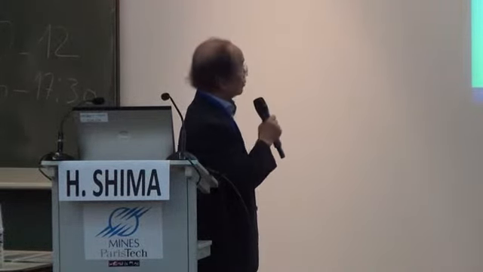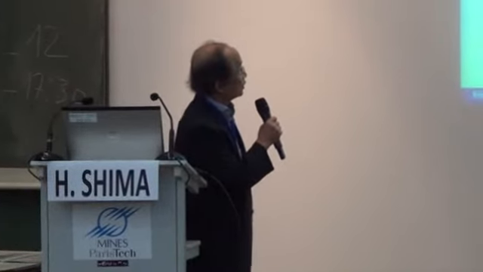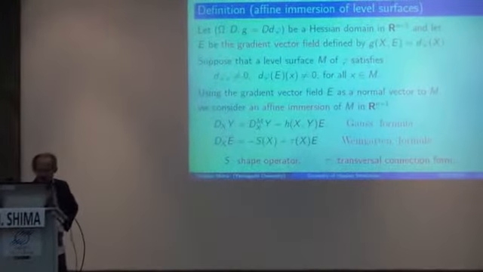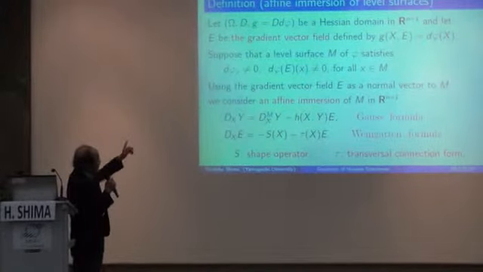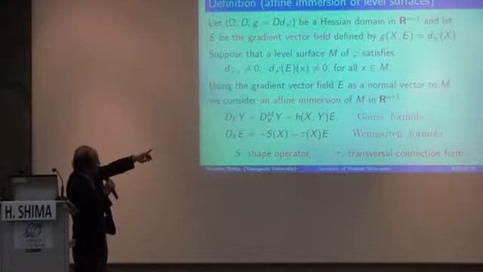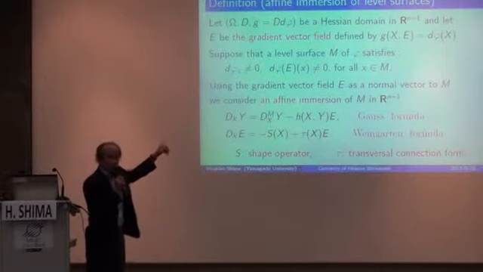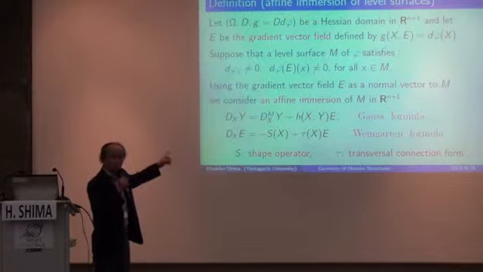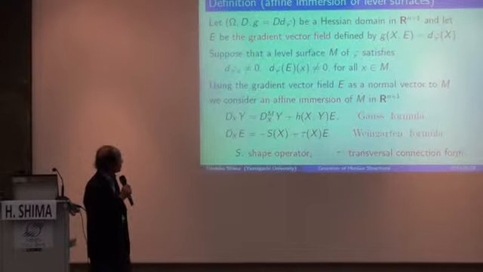Let omega, D, g be a Hessian domain in R^(n+1). And let e be the gradient vector field defined by g(X, e) equal d phi (X). This vector field was also used by Professor Koszul. Koszul used this vector field in his paper.